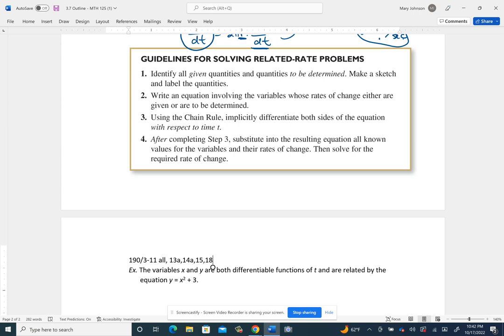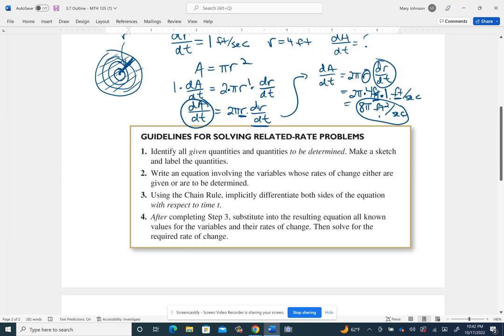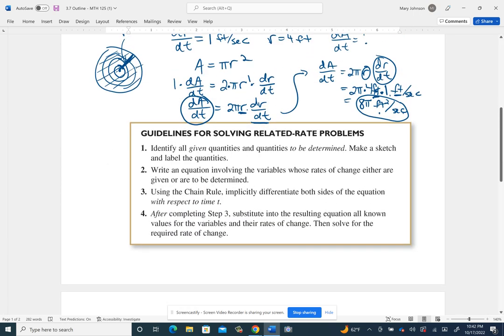Try to find an equation that relates the variables in the problem. Like in our example, it was area of a circle and radius. Then you're going to use implicit differentiation to differentiate both sides. So this involves the chain rule. You're doing the differentiation with respect to time t. And then at that point, you should be able to substitute and replace everything in that problem except for the one thing you're looking for. Like on ours, we were able to replace everything except for dA/dt.